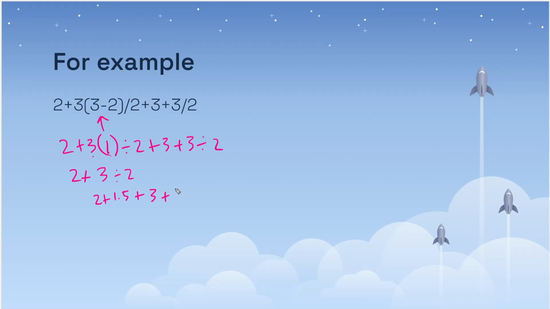Plus 3 divided by 2. Here we have another division. Oh, look at that. That's another 1.5. So we just bring the rest of this down. Now we can just add from left to right. 2 plus 1.5 is 4.5. Plus 3 and 3.